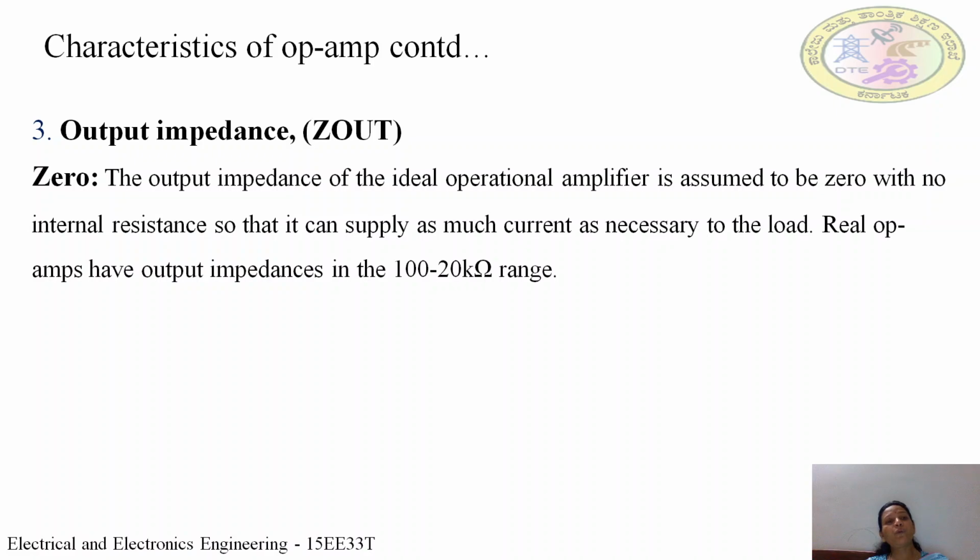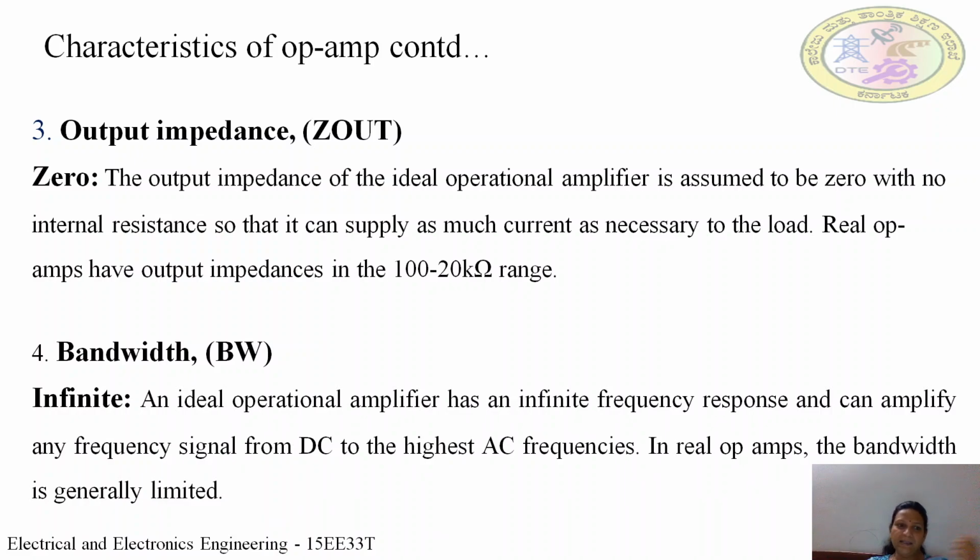Now let's move on to the fourth characteristic of operational amplifiers, that is the bandwidth. What do you mean by bandwidth? Bandwidth is nothing but the range of frequency of a signal that can be amplified. So operational amplifiers have infinite bandwidth, that is any frequency range signal can be amplified from DC to high frequency AC signals. As I said, operational amplifiers have an infinite bandwidth.